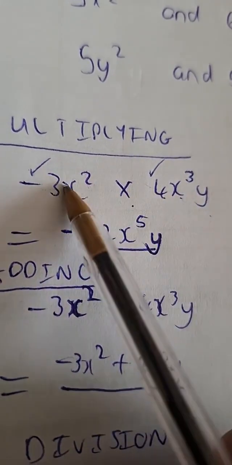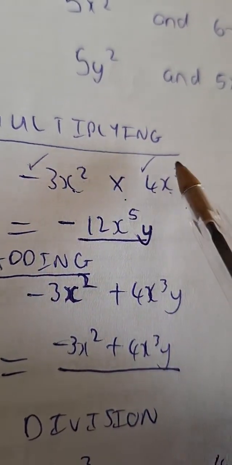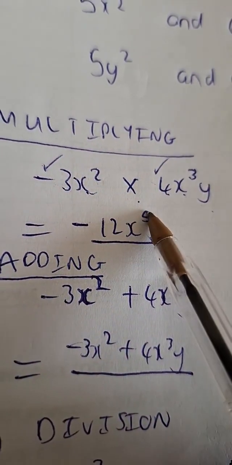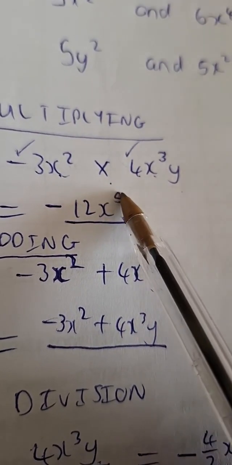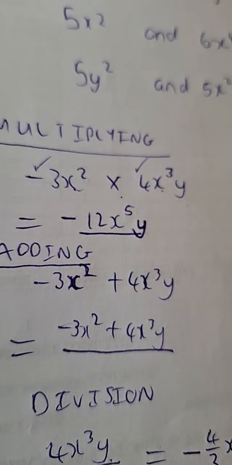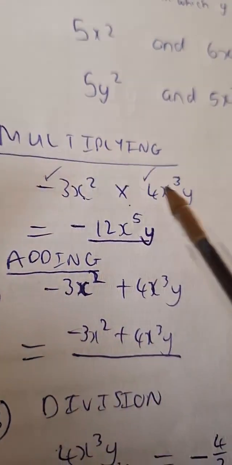Whenever we're multiplying same bases, what do we do? We keep the base. So x we keep, then we add the exponents, 2 plus 3, which gives us 5. All right, so that's very important. Okay, so for the laws of exponents, we need to remember them very well, especially for multiplication.